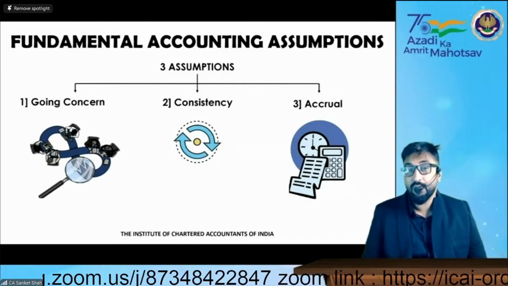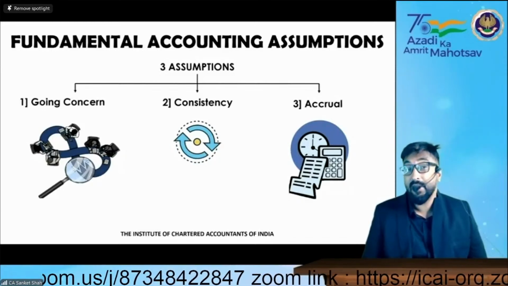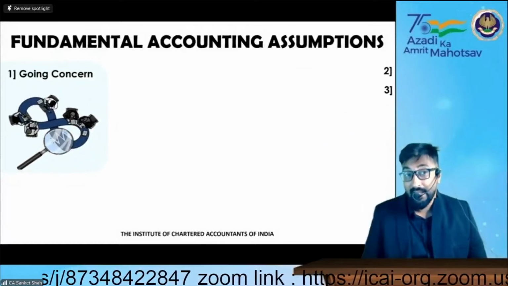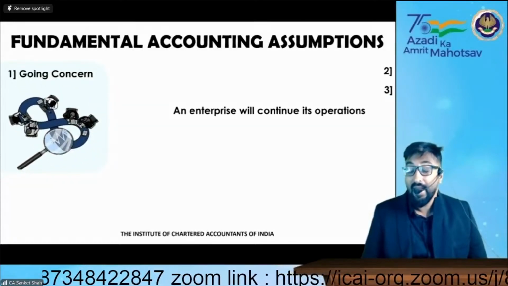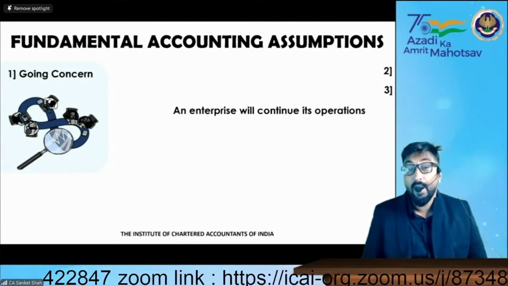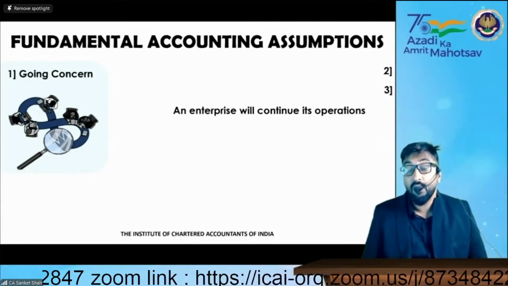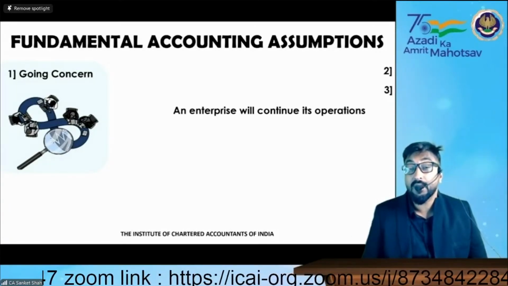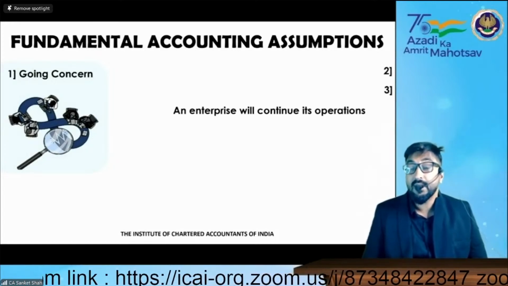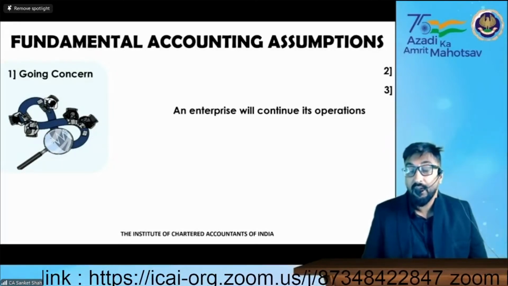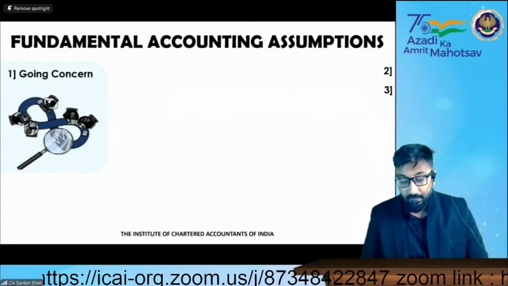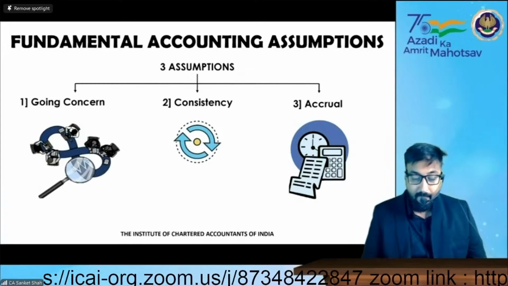Okay. So every student, you have to learn by heart these 3 fundamental assumptions and their sentences. Try to understand the sentences. Enterprise will continue its operation. Please keep running notes. At least write on 5-6 rough pages. Beta, have 5-6 rough pages. Don't only listen to a session. Try to write something in the session. Okay. From the session, write it.